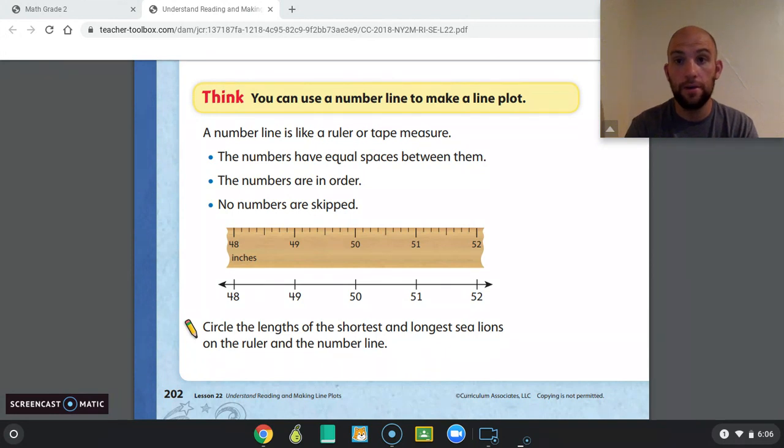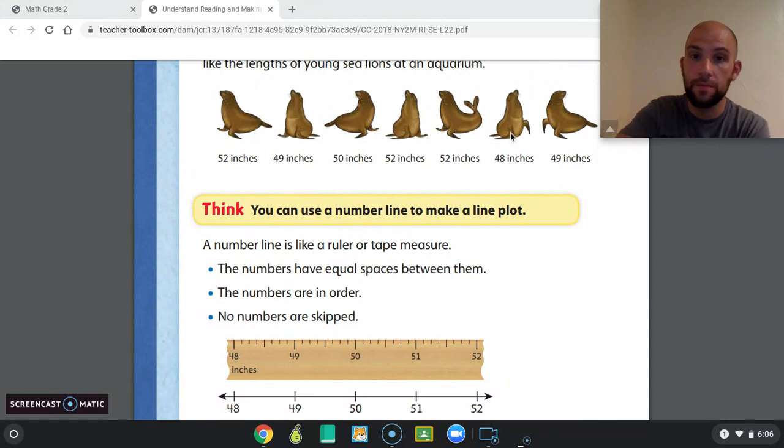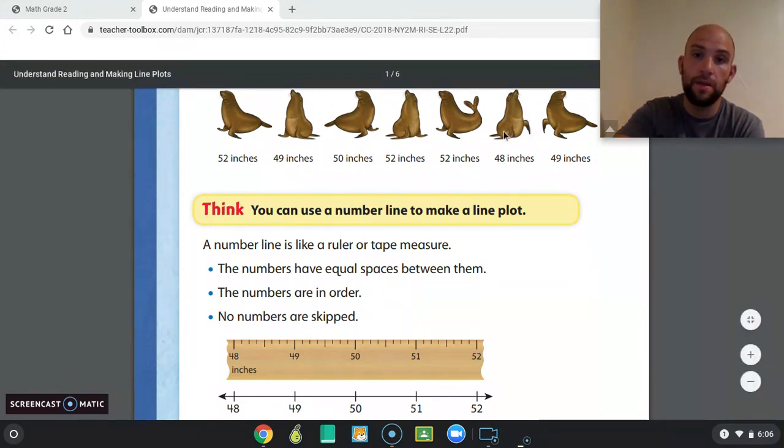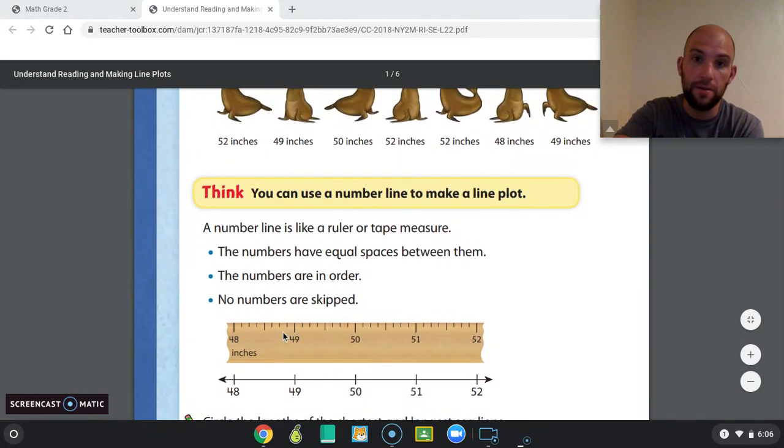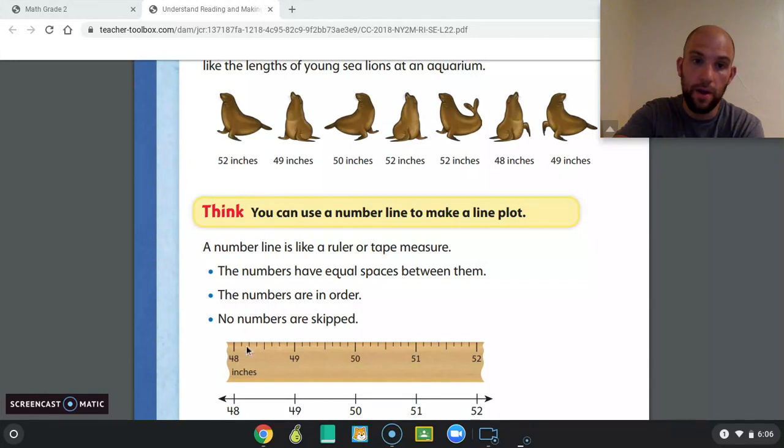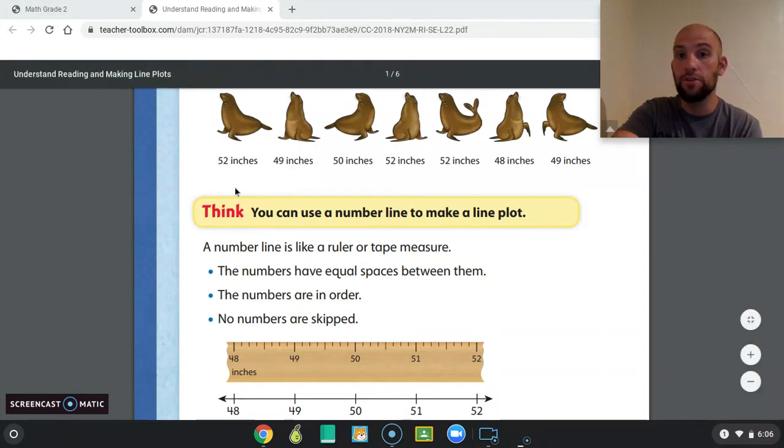So the length of our shortest sea lion, if we look up top here, is 48 inches. So let's find down our ruler and our number line. Right here and right here. And then if we want to find the number that represents the longest sea lion, that would be 52 inches. There's no numbers on our data here that are higher than or greater than 52 inches. So 52 is right here at the top.